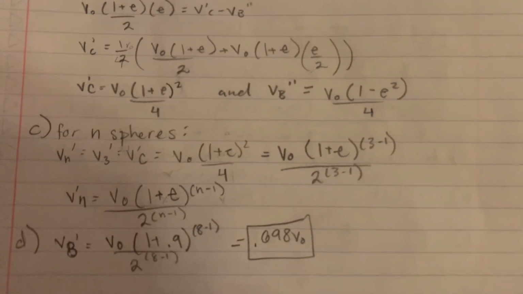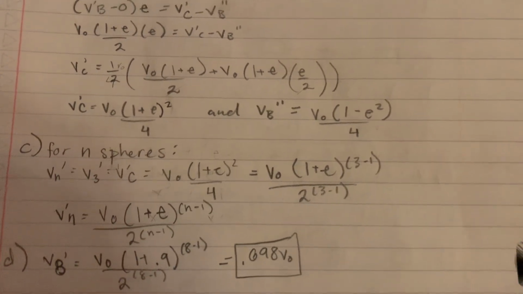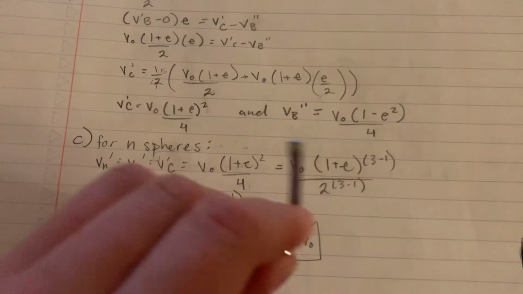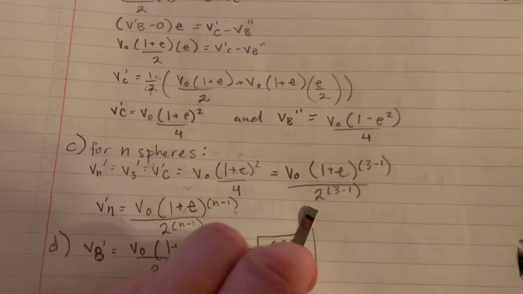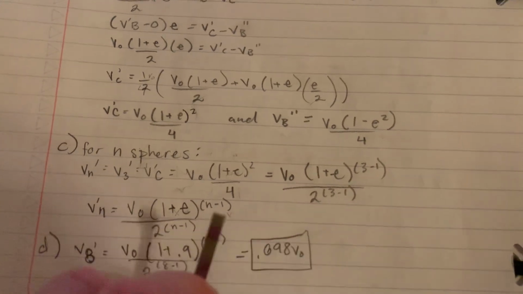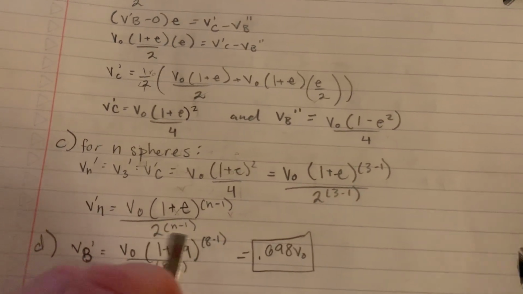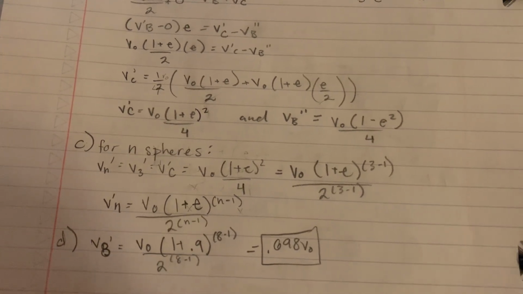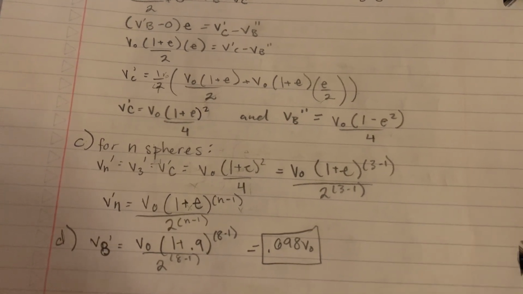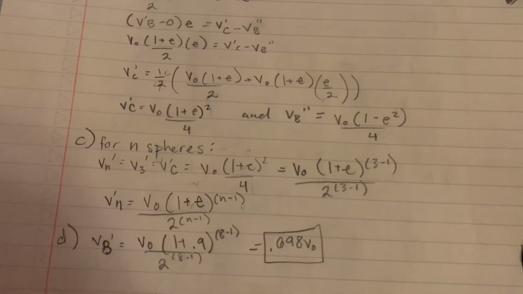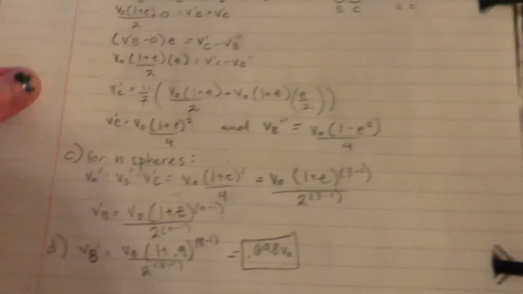For N balls, we can rewrite this equation into this, and then essentially just replace the 3 with an N and get this equation. And then for the next part, we just plug in 8 for N, because we have N equals 8, and then we know that e equals 0.9.